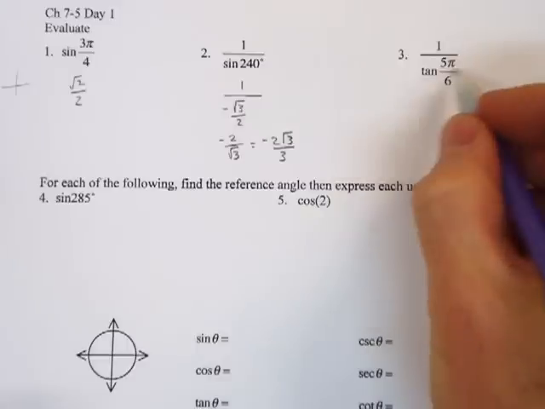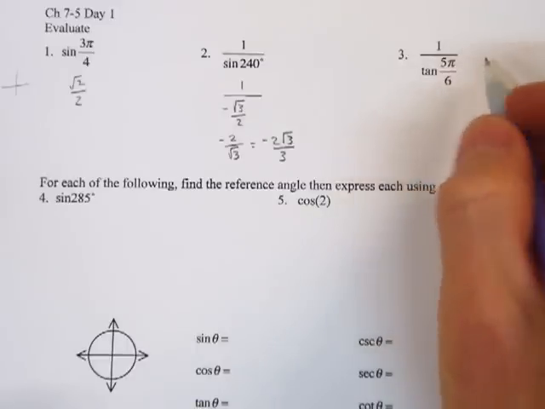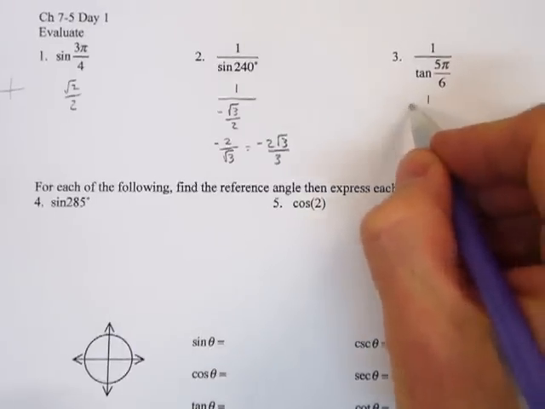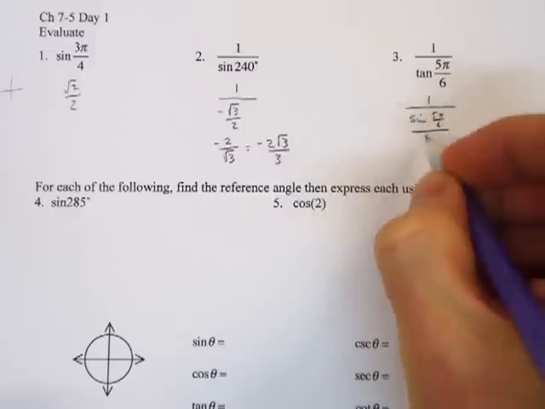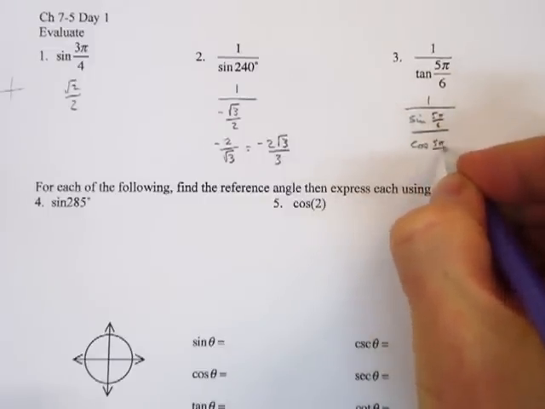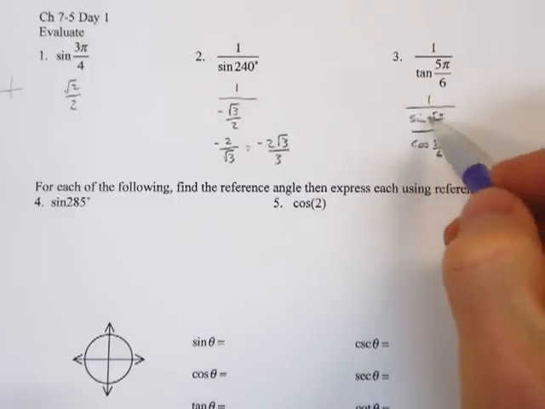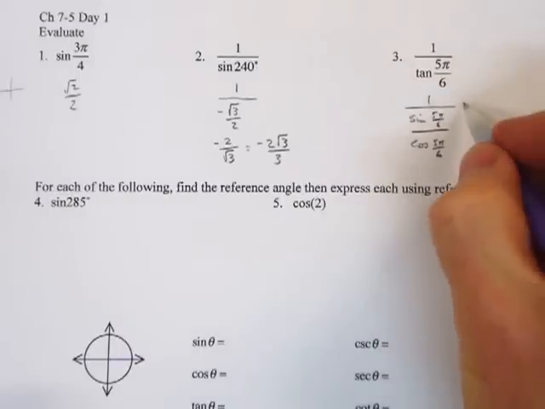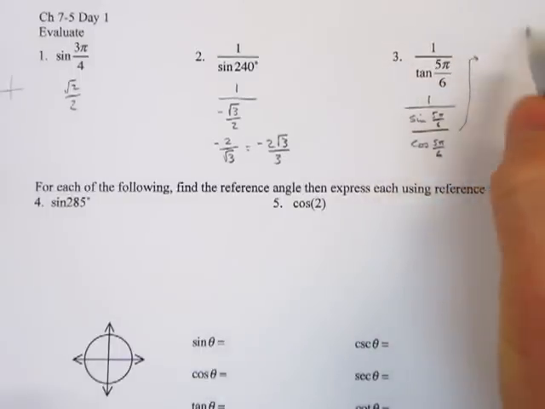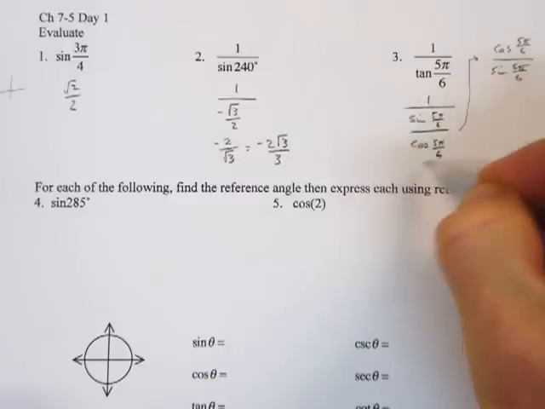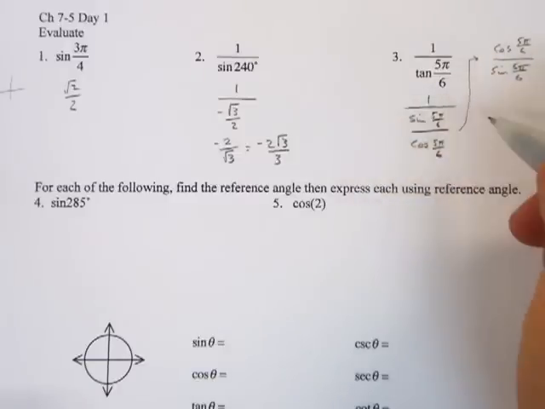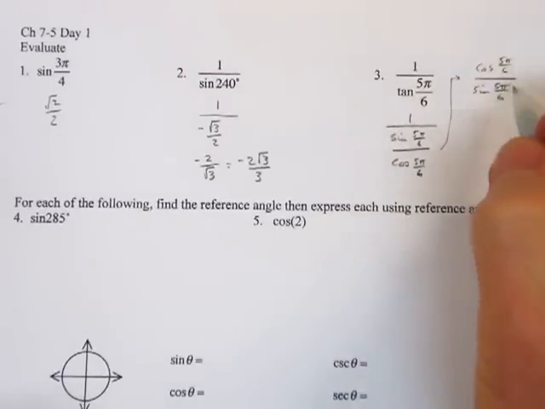Similarly, we have 1 over tangent. Now, we can do this several different ways. We could say that this is 1 over the sine of 5 pi over 6 divided by the cosine of 5 pi over 6. Notice that the angle goes with both the sine and the cosine. So we have sine of 5 pi over 6 over cosine 5 pi over 6, and we can flip and multiply again. We have cosine of 5 pi over 6 divided by the sine of 5 pi over 6. We're dividing by this fraction, so we flip and multiply by cosine over sine. And we get this.